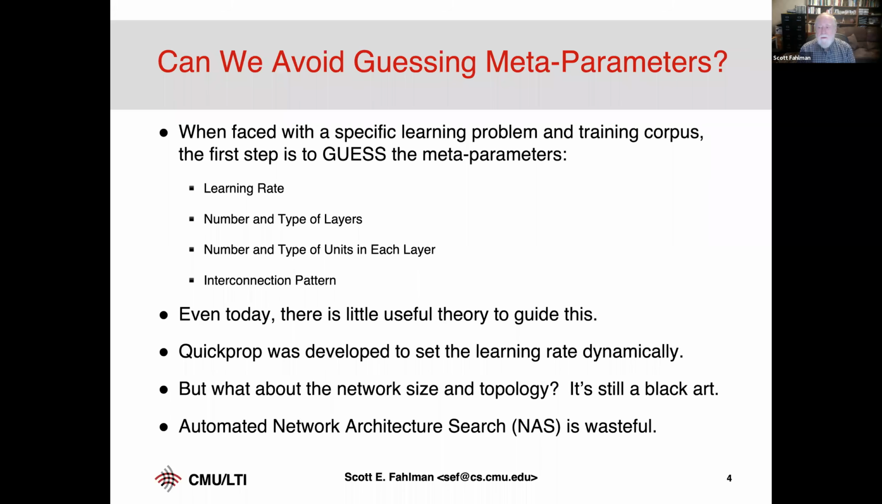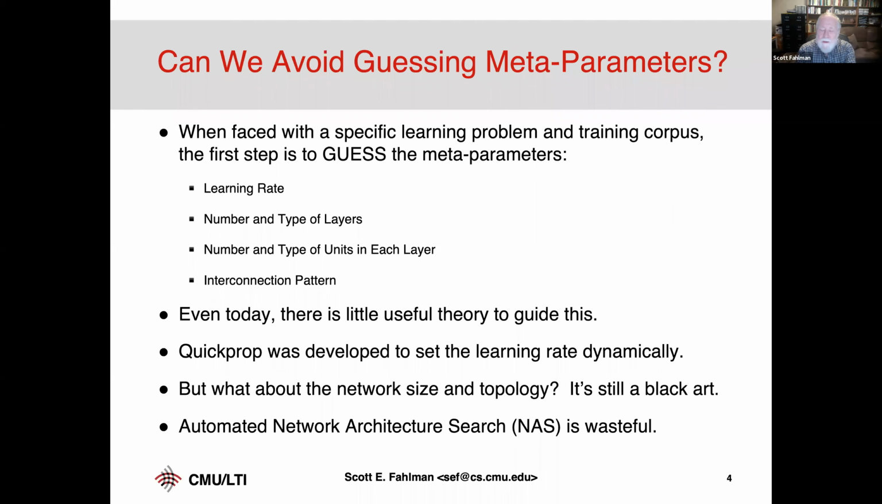So, what was I working on? I was working on two problems that I thought were pretty crucial to the advancement of neural networks beyond where we were in those days. And the first problem I was worried about is, you've all seen this, even today, when you're given a problem to solve, a learning problem, and you're given a set of training data, which these days might be huge, you have to guess what kind of network size and shape, the learning rate, number and type of layers, number and type of units in each layer, the interconnection pattern. And there's really not much theory to guide us on that, even today.